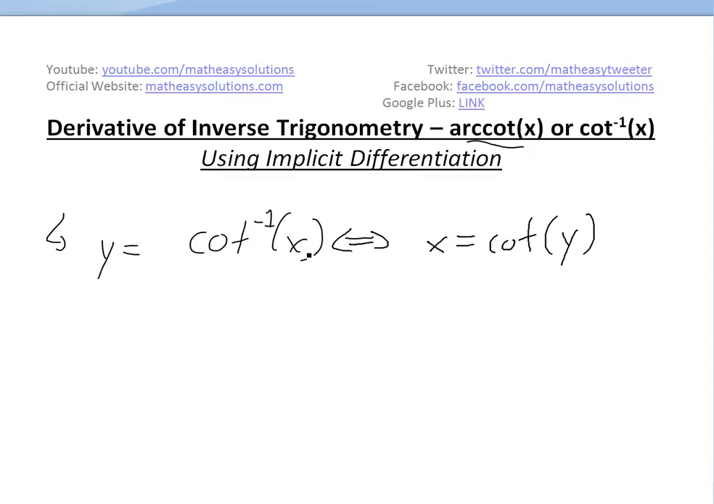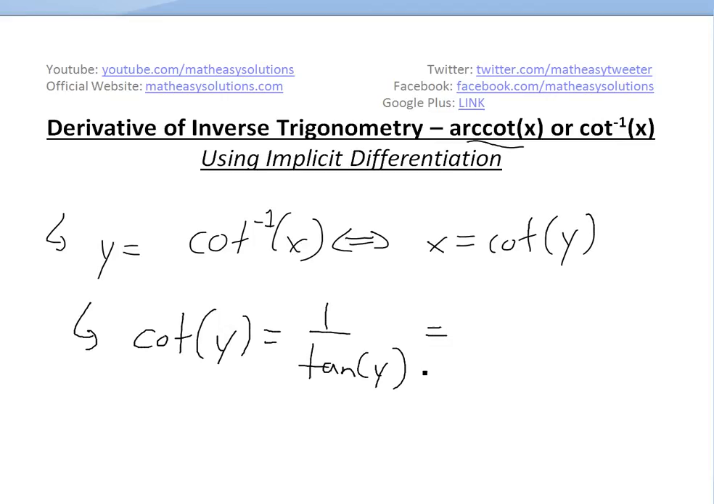So instead of finding the actual value, now we're finding whatever is inside this cotangent. And also recall the definition of cotangent of y: it is equal to 1 over tan y, and tan y is sine over cos, so this is just going to be cosine of y over sine of y here.